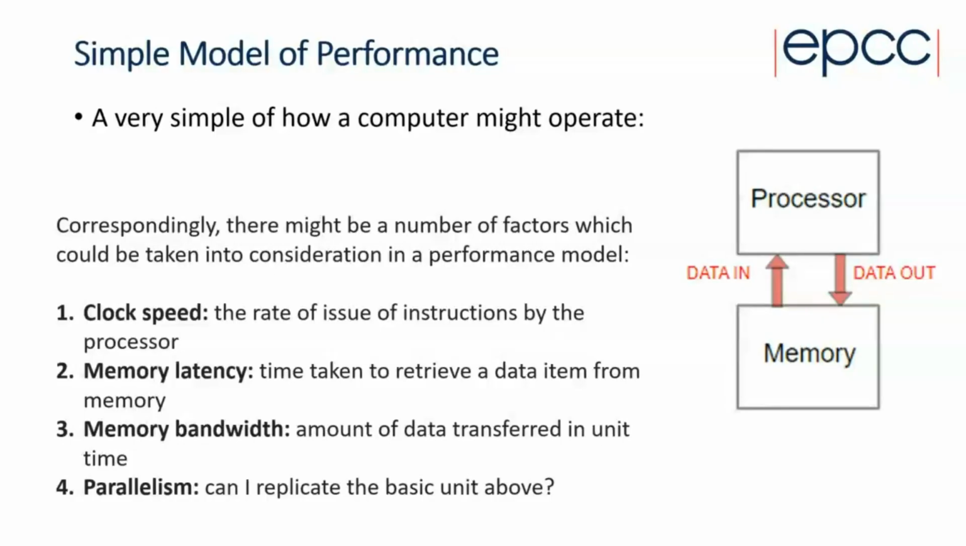So clock speed, the rate of the issue of instructions by the processor; memory latency, the time taken to retrieve data items from memory; memory bandwidth, the amount of data transferred in a unit of time to the processor. And then we can consider parallelism. Can we replicate the basic unit, this processor-memory model, in order to do more total operations in a given time frame?